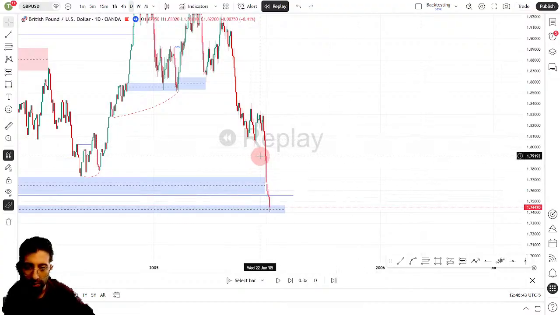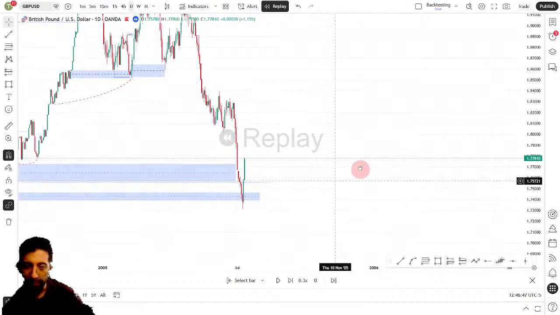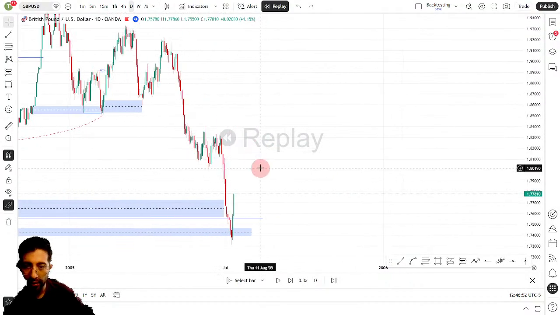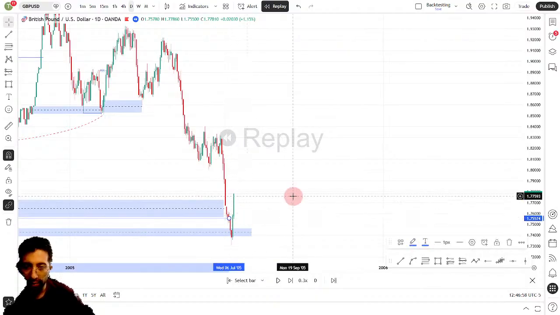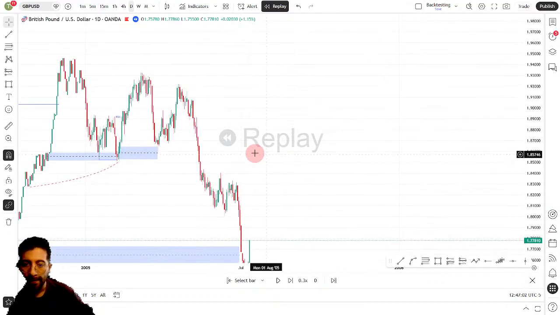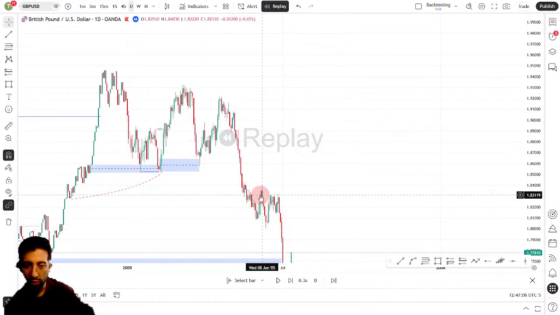What time is this? 2008? No, 2005. Right now, you see, it reacted on the order block we marked, and now it's in a downtrend. Why? Because we broke it with the body of the candle. Now, let's just put the same, but now in a bearish trend.